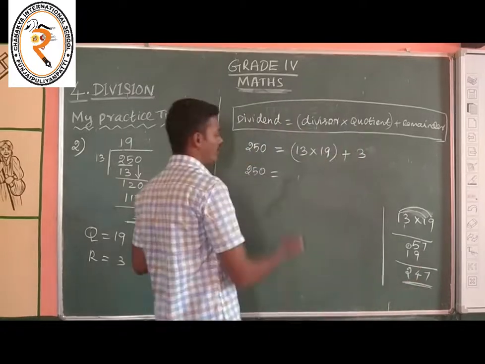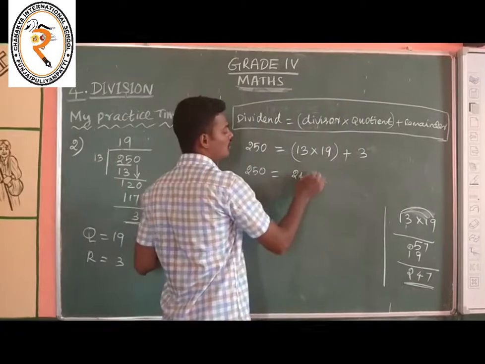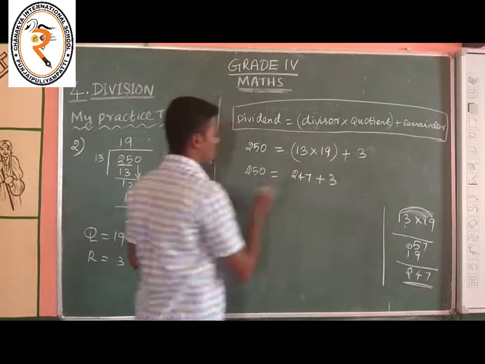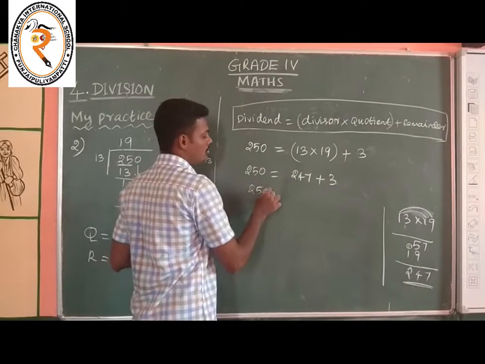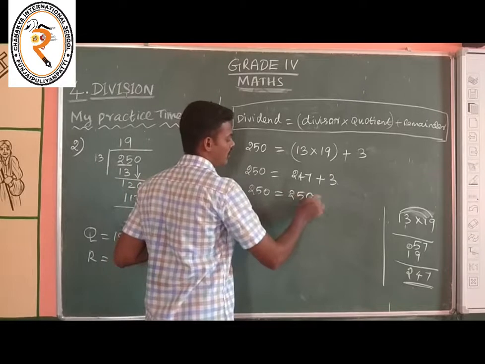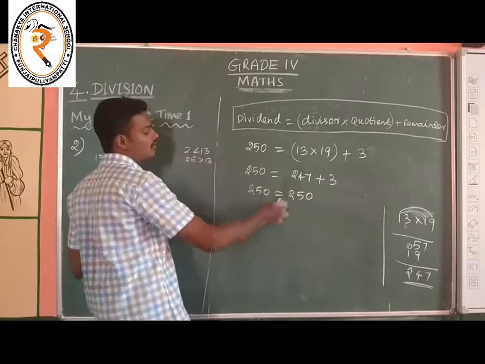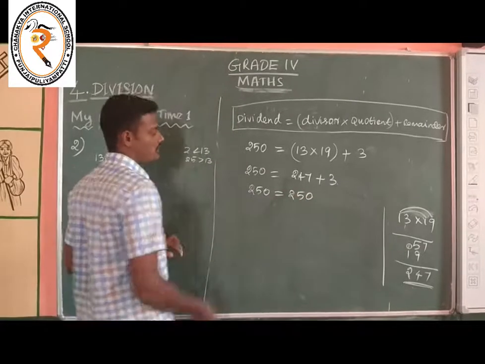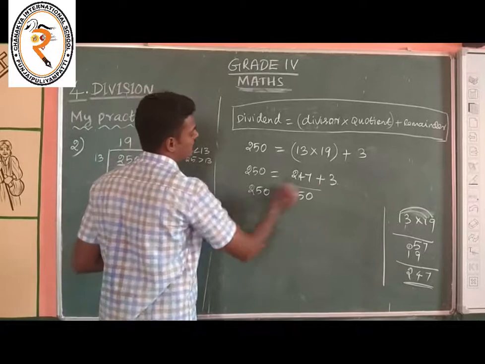Answer is 247. 247 added to 3, 250. Therefore, the LHS answer is equal to the RHS. Hence verified, our answer is correct.